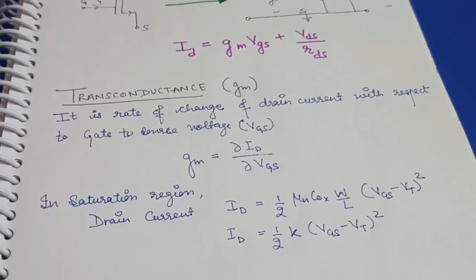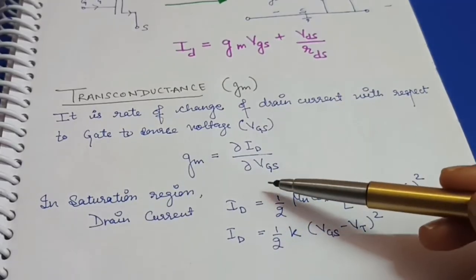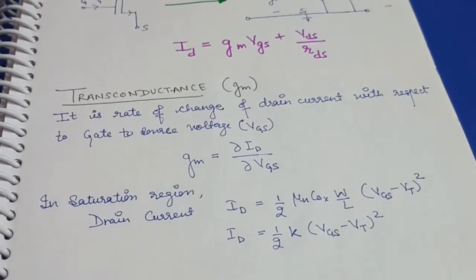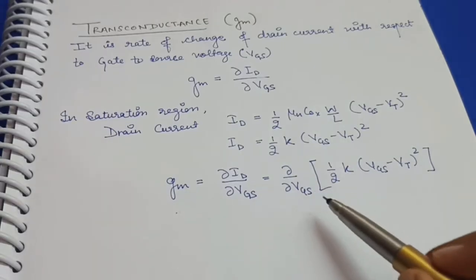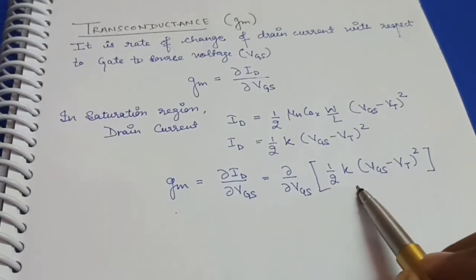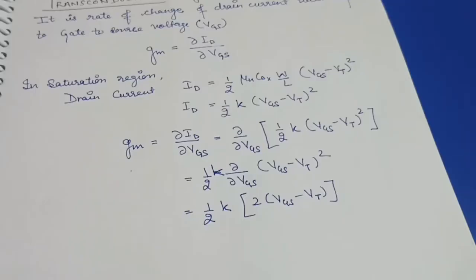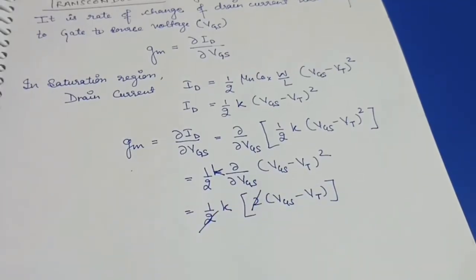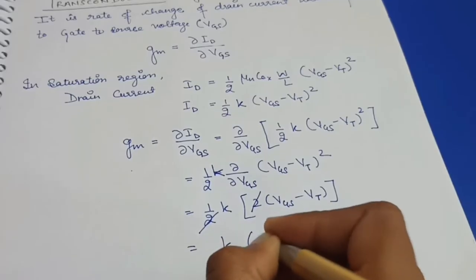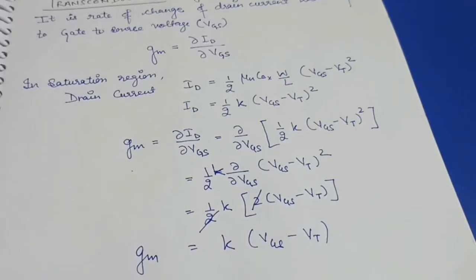Now, in order to calculate the gm, that is transconductance, we have to differentiate this drain current ID with respect to VGS. So let's differentiate this equation with respect to VGS. These are the constant terms, so we have to differentiate this term, (VGS minus VT) whole square. From here, these two get cancelled out and we get K into (VGS minus VT). So this is the formula for gm.